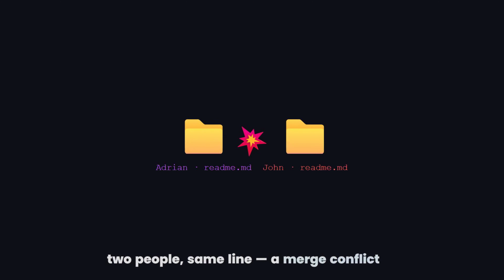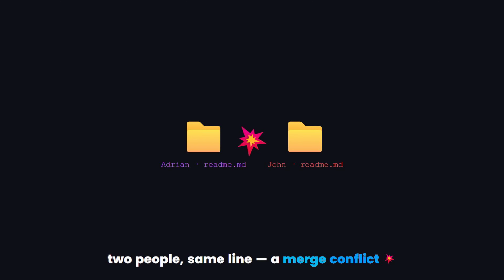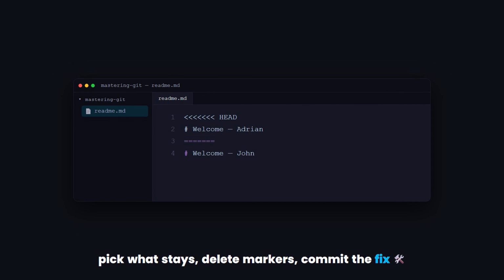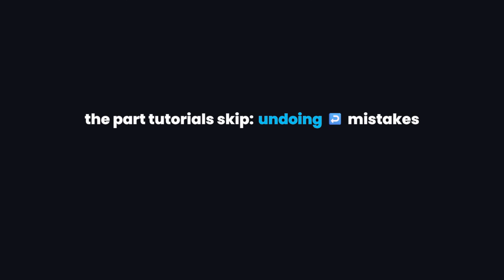But what if two people change the same line? Adrian edits readme.md, and so does John. Now Git can't decide, and that's a merge conflict. Don't panic, though. This is totally normal. Git just marks the clashing lines with these markers. You pick what stays, delete the markers, commit the fix. Done.